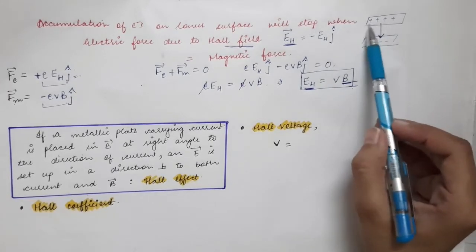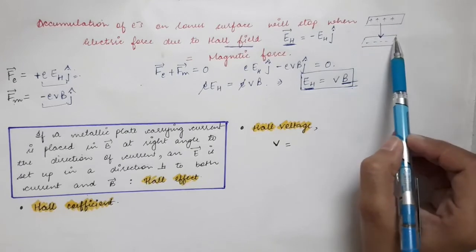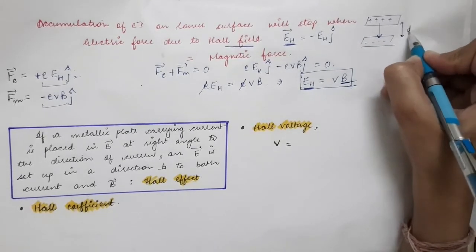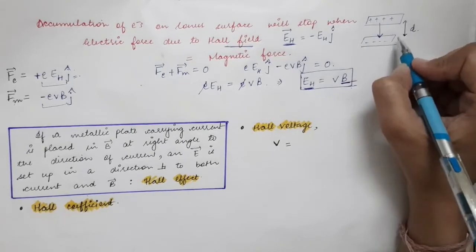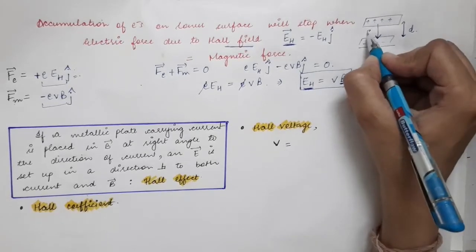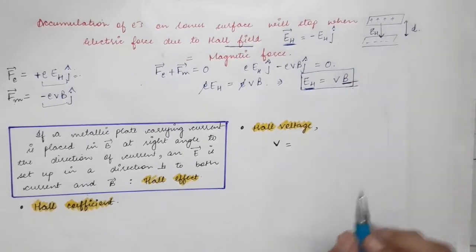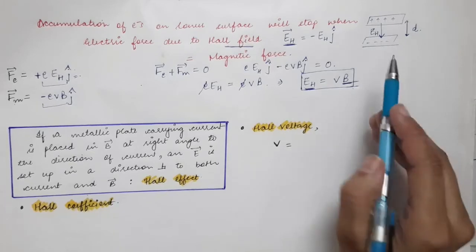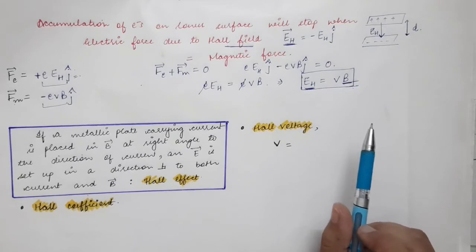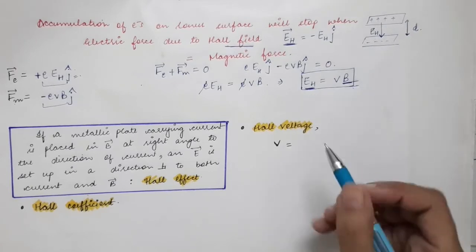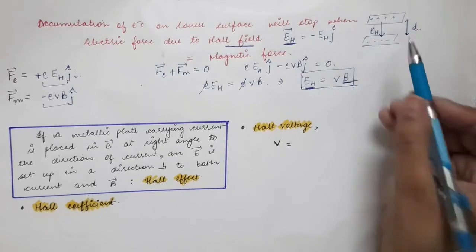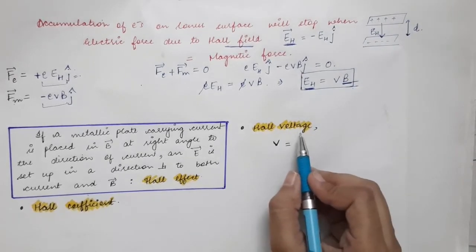In this case we have this positive surface and this negative surface. Let's say D is the distance between the bottom and the top surfaces of this strip, and E_H is the magnitude of the Hall electric field set up between these two surfaces. So what will be the voltage difference? The voltage difference will be given by electric field times the distance between the two surfaces. That voltage is called the Hall voltage.